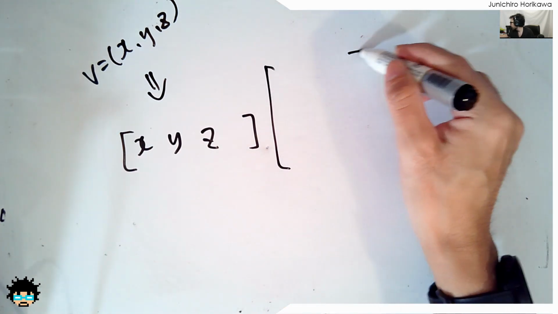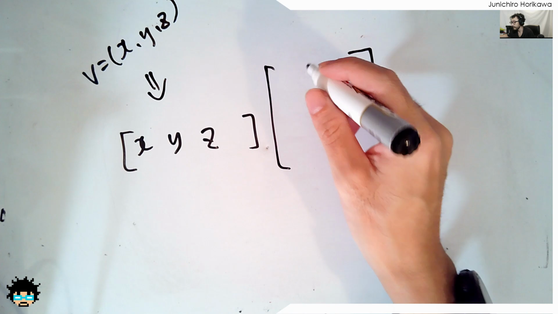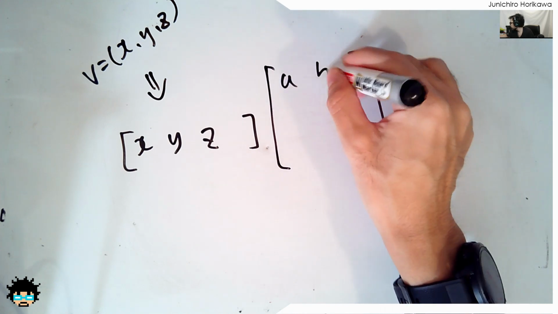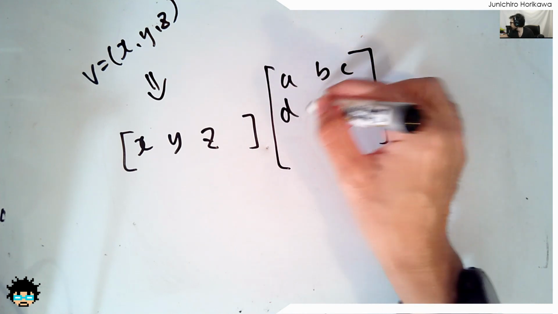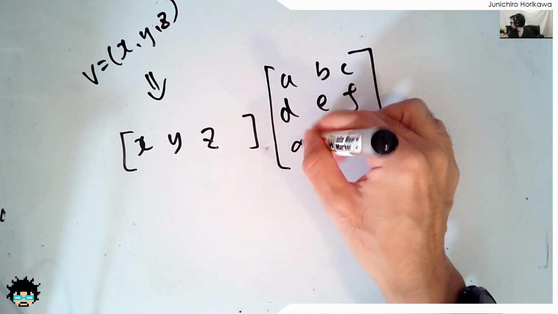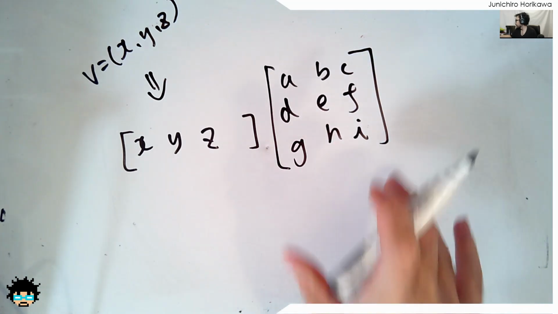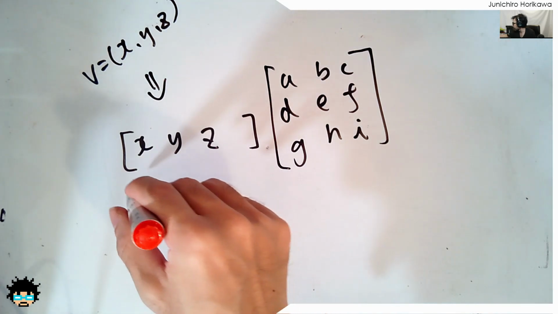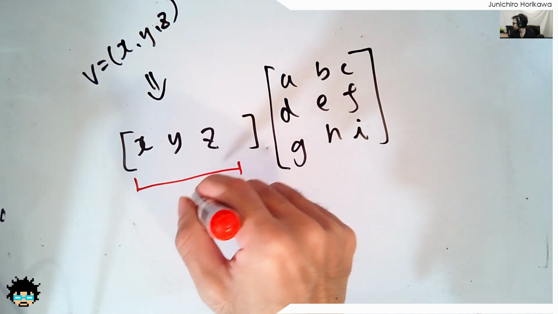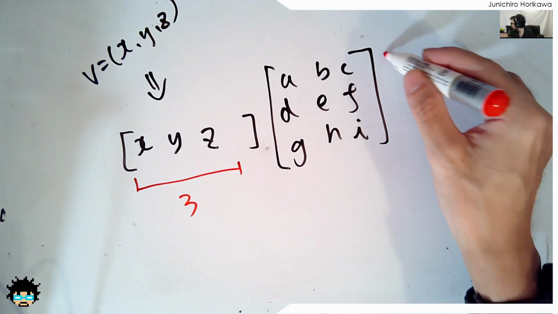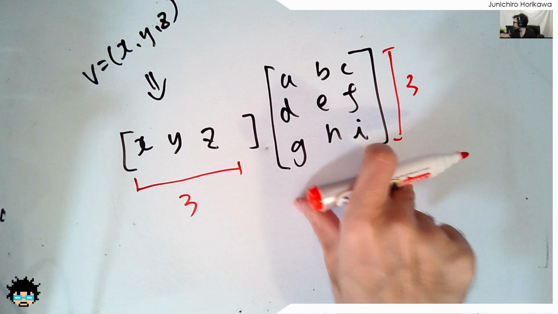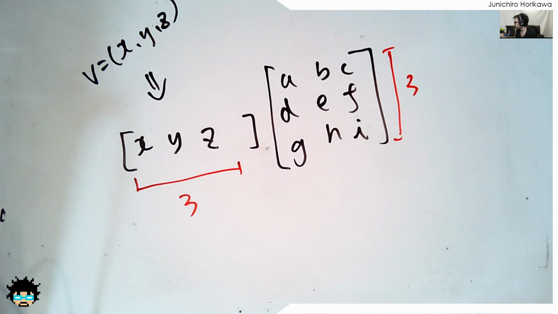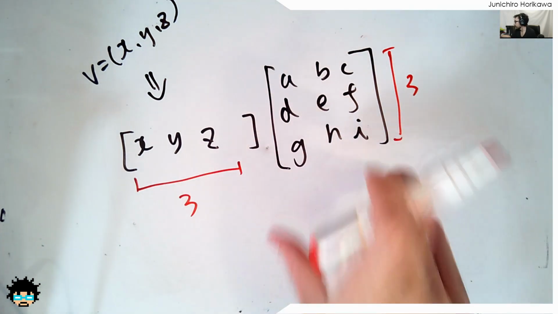And for this one, you can multiply a 3 by 3 matrix like this on the right hand side. This multiplication is possible because you have a number of rows, which in this case is 3, and the number of columns for the right hand side is the same number. So this kind of combination works.